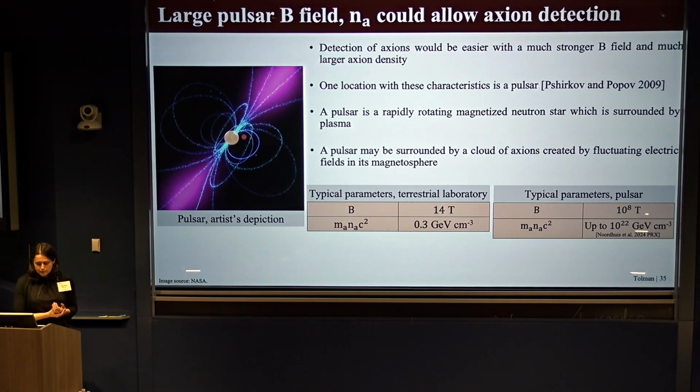So I repeat our parameters from a terrestrial laboratory on the left side of this slide. We've got a magnetic field of 14 Tesla, which, if you live on Earth, is really strong. And you've got an axion density that you see here. But if we go to a pulsar, the magnetic field might be 10 to the 8 Tesla. So that's really a lot more than 14 Tesla. In addition, the axion density could be as much as 10 to the 22 times higher. Although, obviously, the axion density is highly uncertain. So this means that if you want to look for axions, it's probably a lot easier to do it in a pulsar than on Earth.